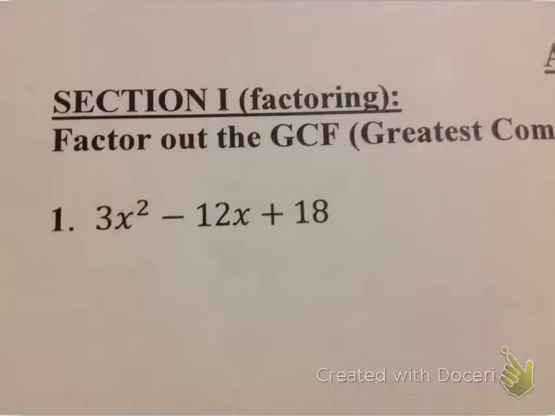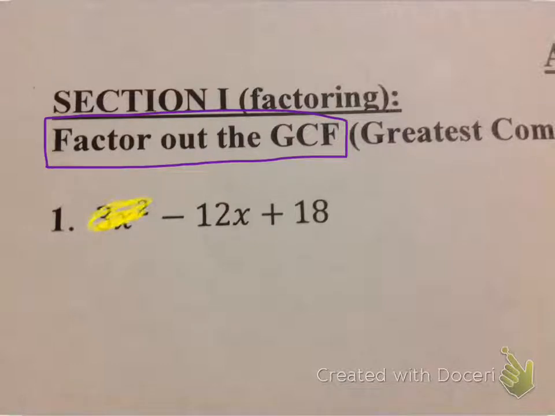Okay, these are some corrections for the test. I'm just going to start with the first problem. You're going to be factoring out the greatest common factor. We talked about this just before we did the test. When you factor out the greatest common factor, you look at the three terms you have, if there's three.